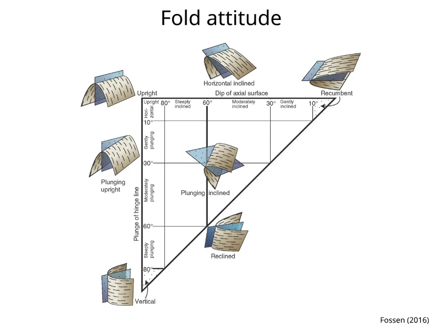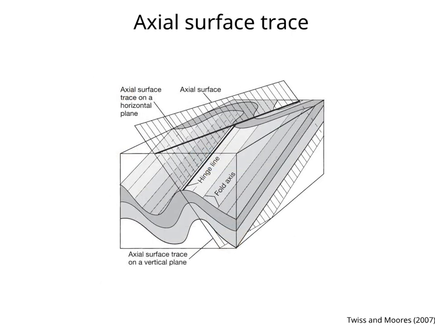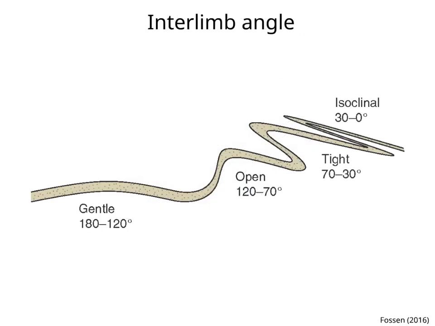Between these three end members, there are other types. The intersection of the axial surface of the fold with a plane is the axial surface trace of the fold on that plane. This figure shows the axial surface trace of a fold on a horizontal plane and on a vertical plane. The intersection of the axial surface of the fold with the surface topography is called the surface axial trace of the fold. Folds can be also described by the angle between their limbs, or interlimb angle.